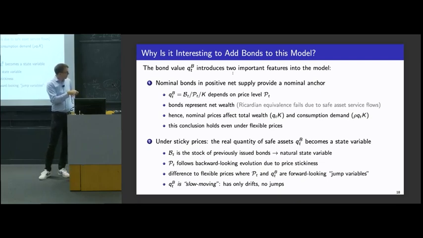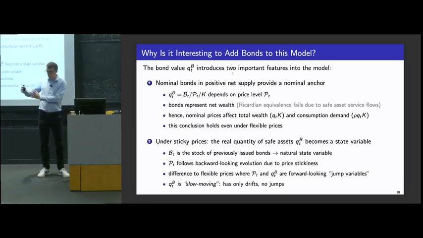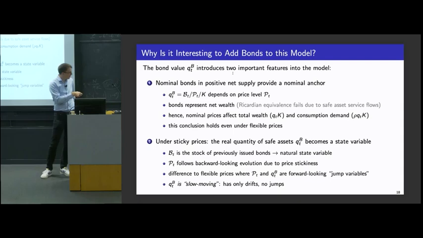The second thing is, under sticky prices, the real quantity of bonds is going to be a state variable. Why is that, even though it's like a value or a price? Well, the bond stock, the number of dollars of bonds outstanding, is naturally a state variable. It moves according to a backward-looking evolution, depending on how fast the government prints new bonds. It's a stock of stuff that's around. But the price level is also going to be backward-looking because of the price stickiness. Usually the prices would adjust and jump, but price stickiness prevents that.